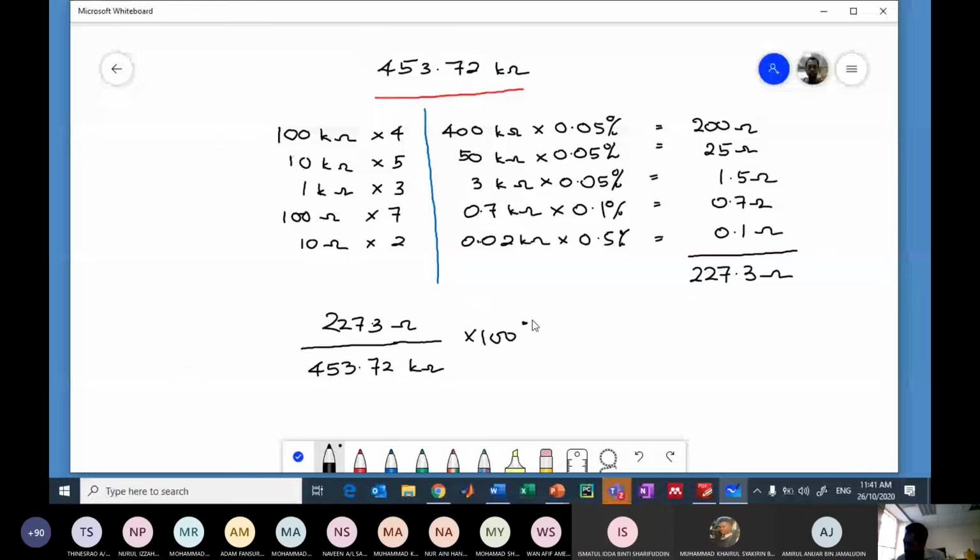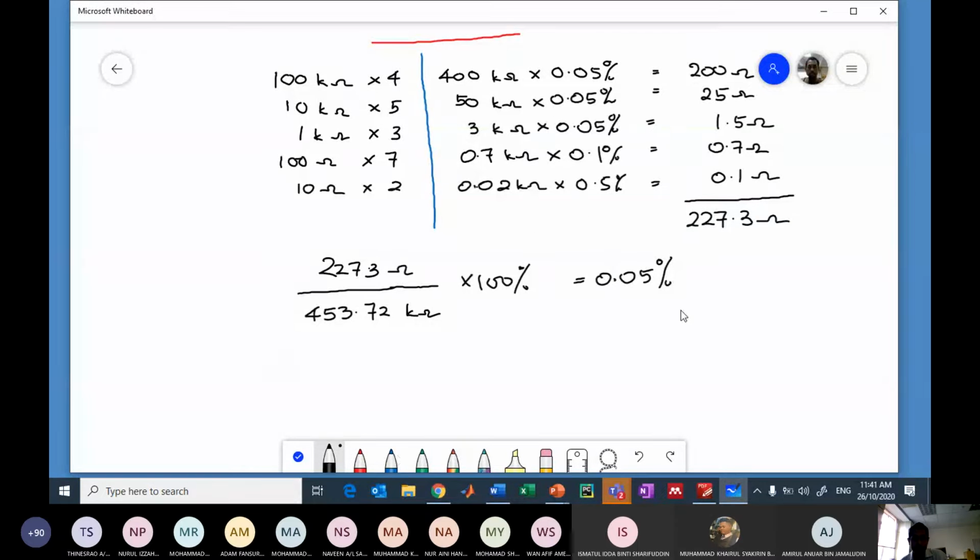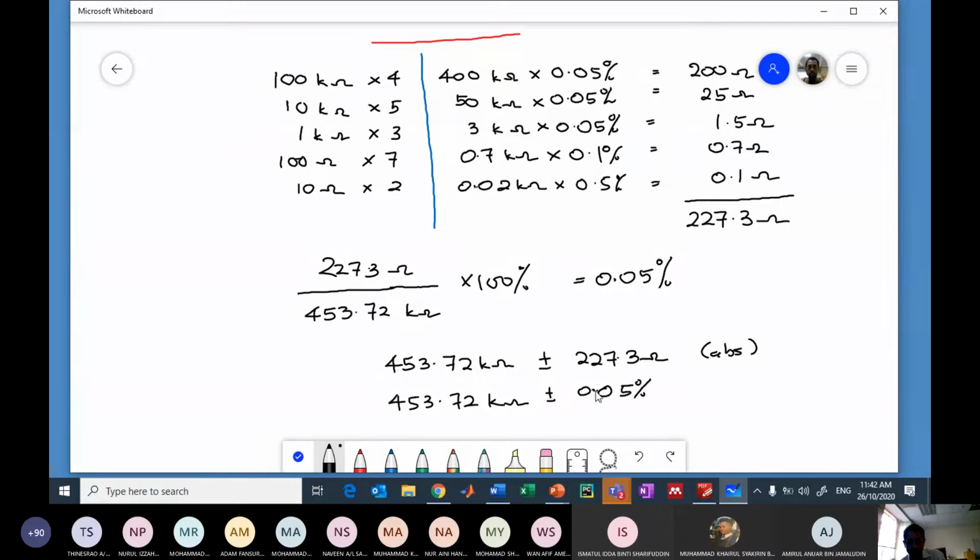So the value I get is 227.3 divided by 453.72 kilos. It's 0.05%. Okay, so the proper way to write is like this: 453.72 kilo ohms plus minus 227.3 ohms. This one is absolute. Or 453.72 kilo ohms plus minus 0.05%. This one is percentage.